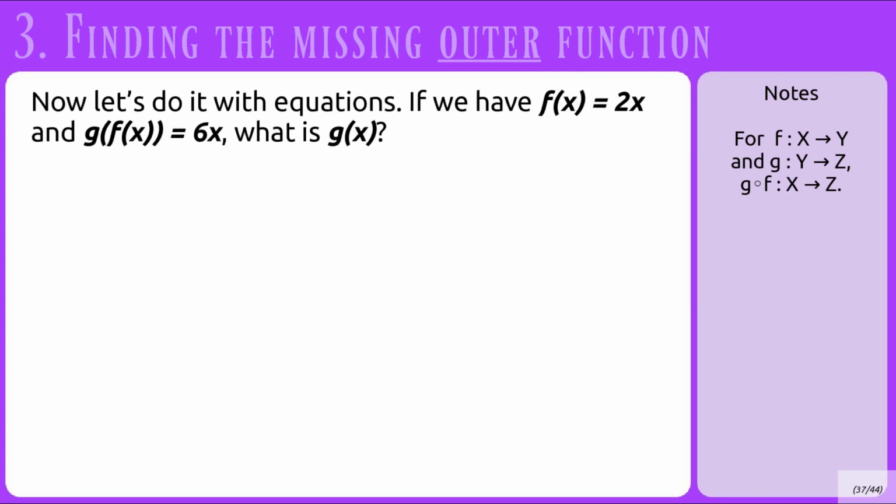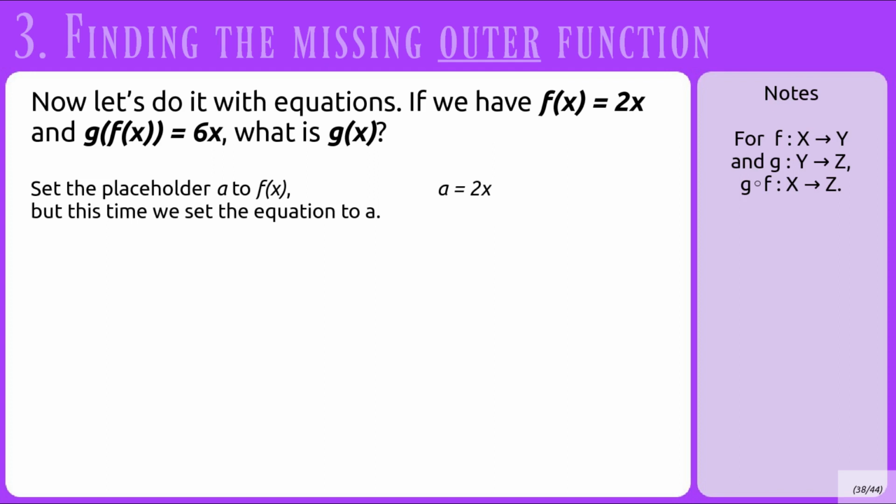Now, how do we find the missing outer function with the equations? Let's say we have f of x is 2x, and g of f of x is 6x. How do we find g? Again, we use a placeholder a, but instead of saying a is equal to f of x, which we already have, we say a is equal to the right-hand side of f of x.